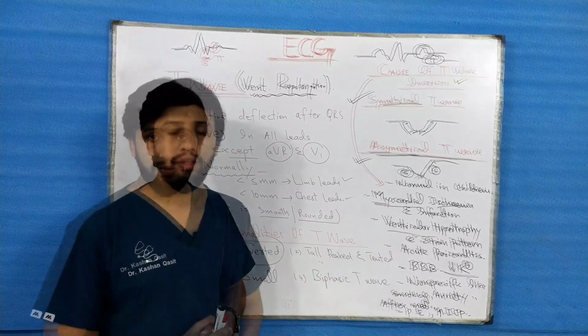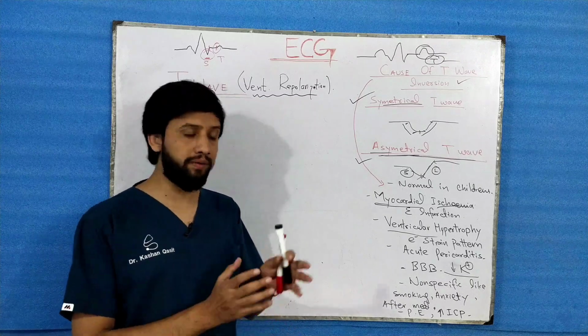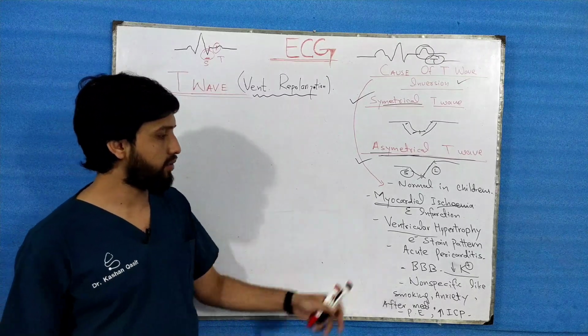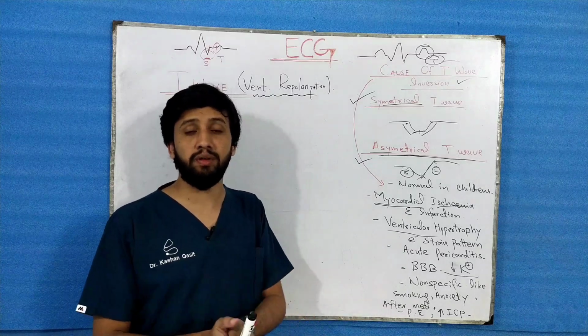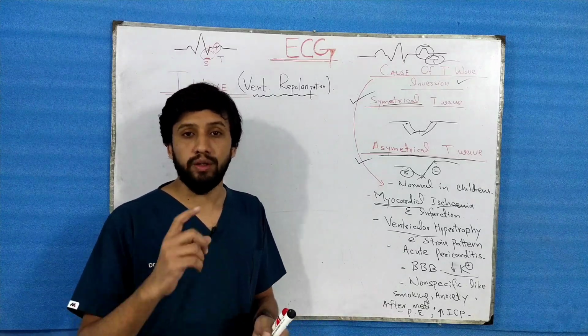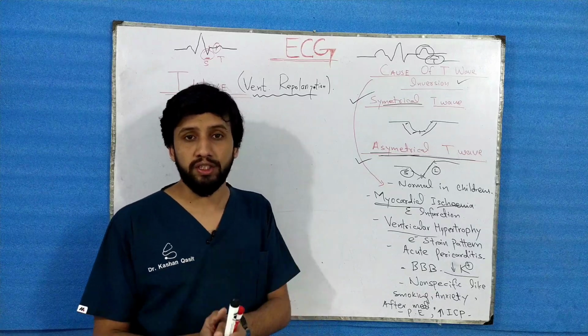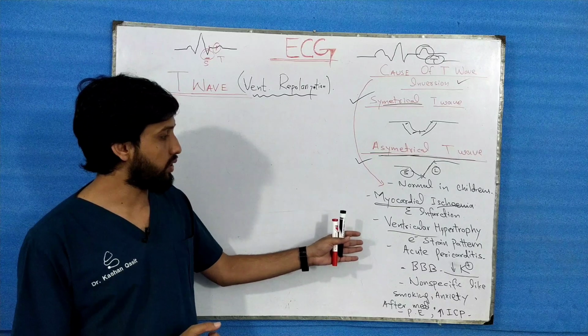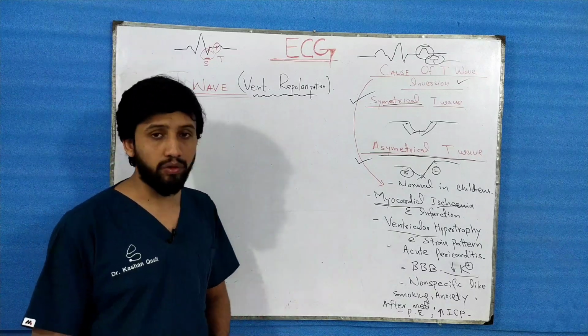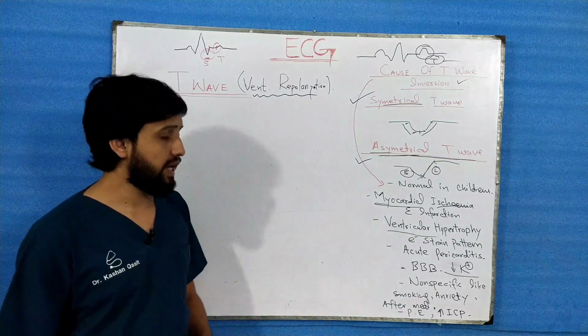Now we are going to differentiate between conditions like MI and ventricular hypertrophy. In these conditions, T wave inversions are seen on an ECG paper, but we have to remember some history points of the patient so that we can differentiate between these two conditions, MI and ventricular hypertrophy. Starting with the first one, which is MI.